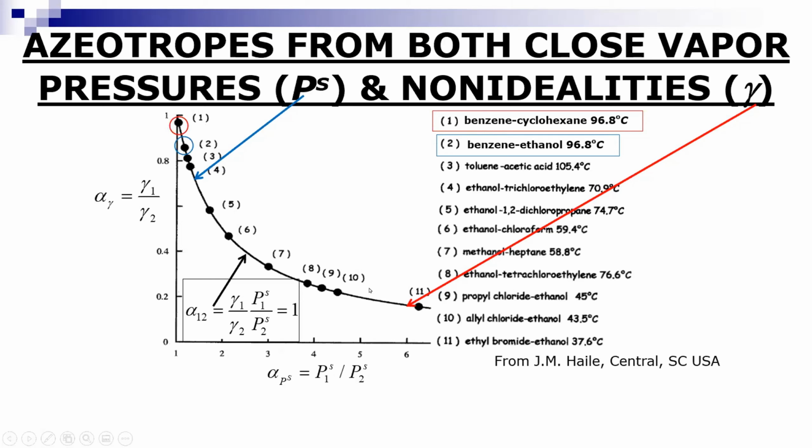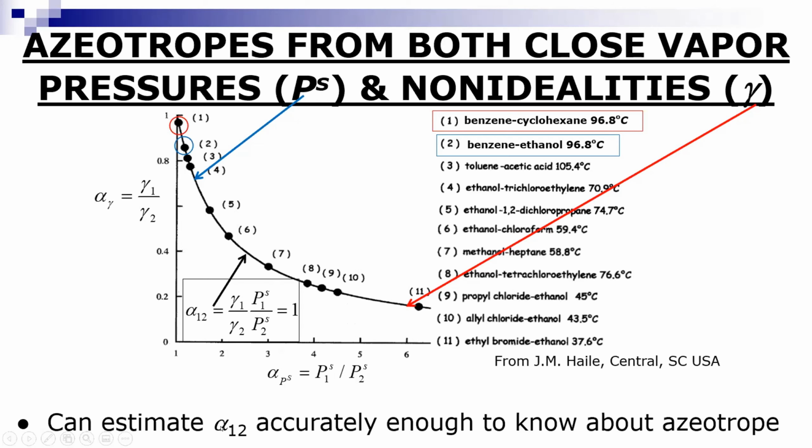So typically you can think this is all there is, but on the other hand, you can run into cases in which some of these are at high activity coefficient or low activity coefficient ratios where these are less than 1. But if you are able to estimate the activity coefficients, then you can actually arrive at a description. So let's talk about estimating alpha 1,2 accurately enough to know about an azeotrope.